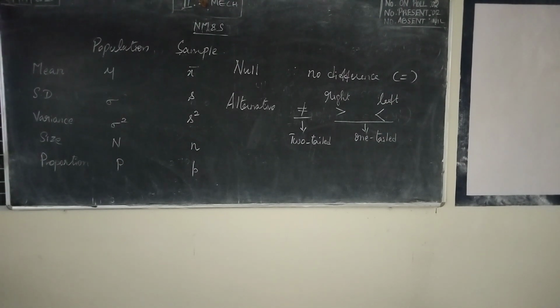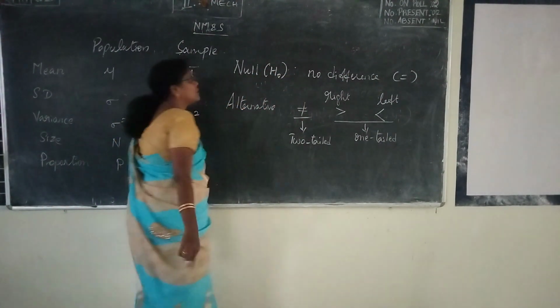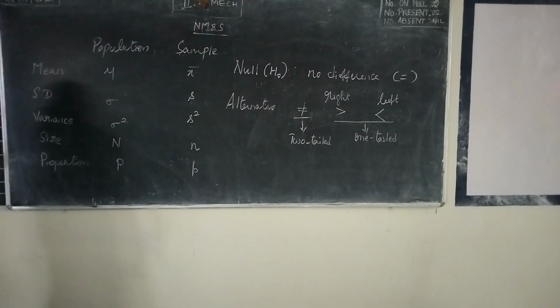The hypothesis of no difference is known as null hypothesis, and is denoted by H naught, capital H with suffix 0. That is the notation. H naught.